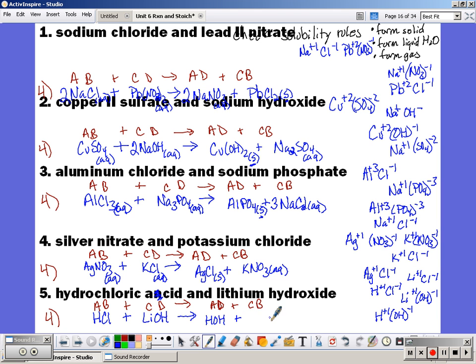So we look at our chlorines. All chlorines are soluble except with silver, lead, or mercury. So H would remain aqueous. Lithium would remain aqueous. Hydroxides are insoluble except with group 1, strontium, barium, and ammonia. So lithium, being in group 1, will make this hydroxide aqueous. HOH, if you combine like terms, is actually H2O, or water, and water is a liquid. So this reaction takes place because we formed a liquid. It also happens to be balanced.